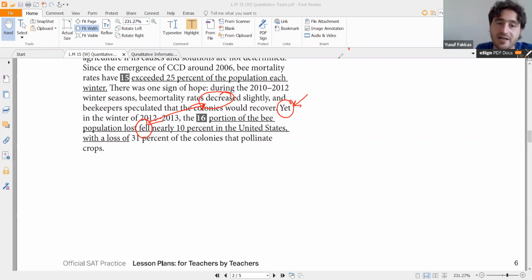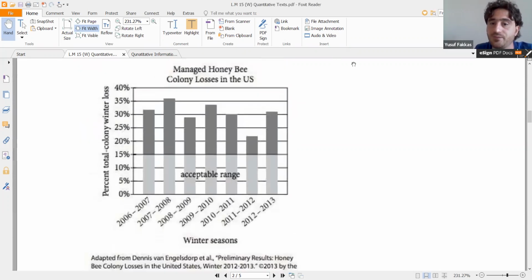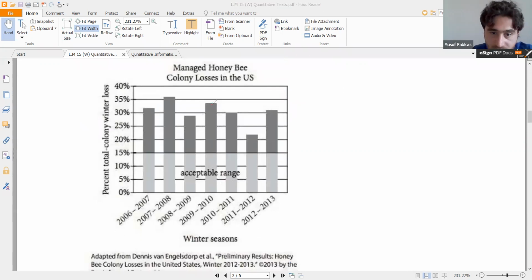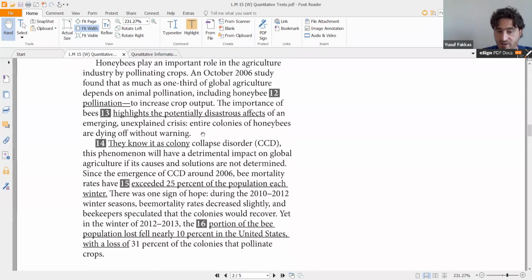If we go now to the graph, getting the context, we will understand that in these two seasons, there was this decrease, and that's why they had hope. Yet in the next one, 2012, 2013, there was an increase. How much? It's almost 10%, because here we can say it's something between 21 and 22, and here, for example, again, 21 or 22, right? So we have an increase of almost 10%.